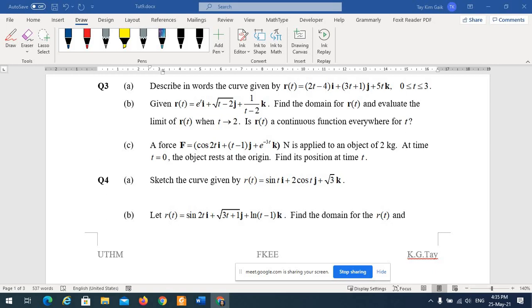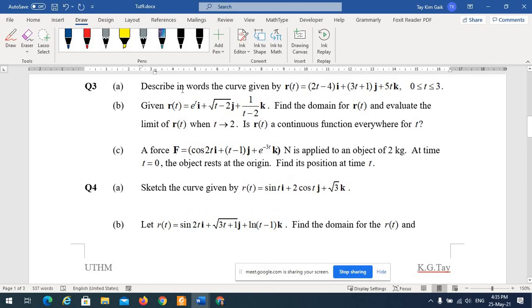Muhammad Firdaus. Muhammad Firdaus. Sorry. So now, can you please answer? Just describe what the curve given by question 3a here is. Basically, straight line, circle, ellipse, quadratic graph, or what? This is the last slide we have shown.